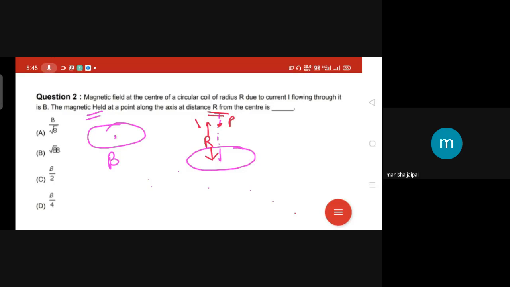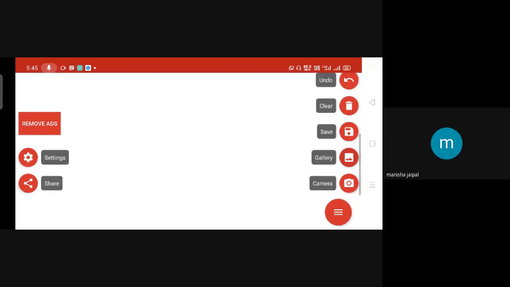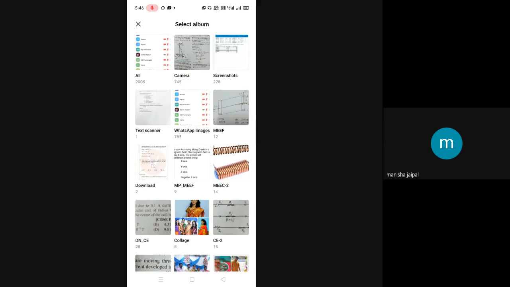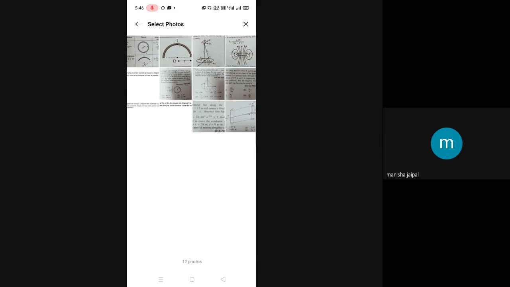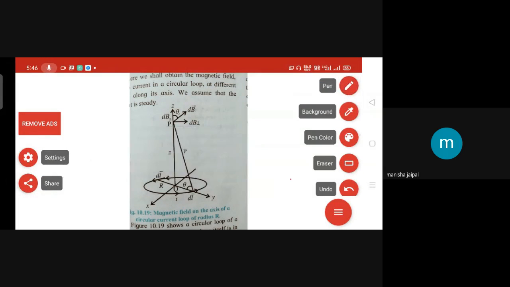You might have studied one derivation. I'm just sharing an image for that. The derivation is related to the magnetic field at a point which is on the axis of the current carrying circular coil. As you can see in this diagram, this is a current carrying circular coil. This is the axis of this circular coil. P is the point where we have to find the magnetic field. This point P is at distance Z from the center of this coil.